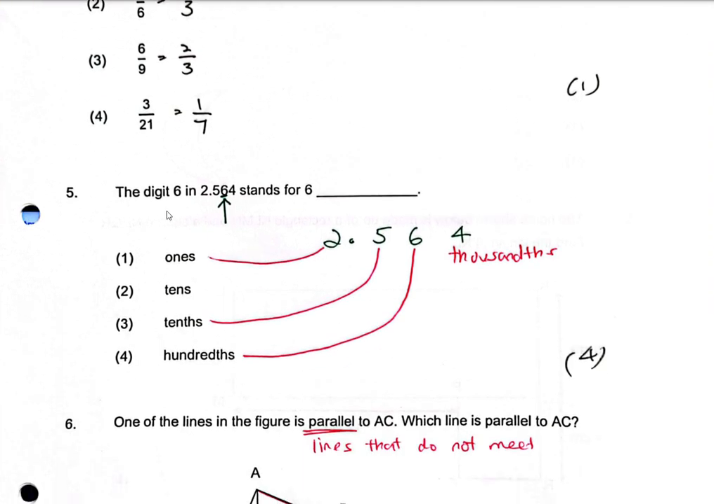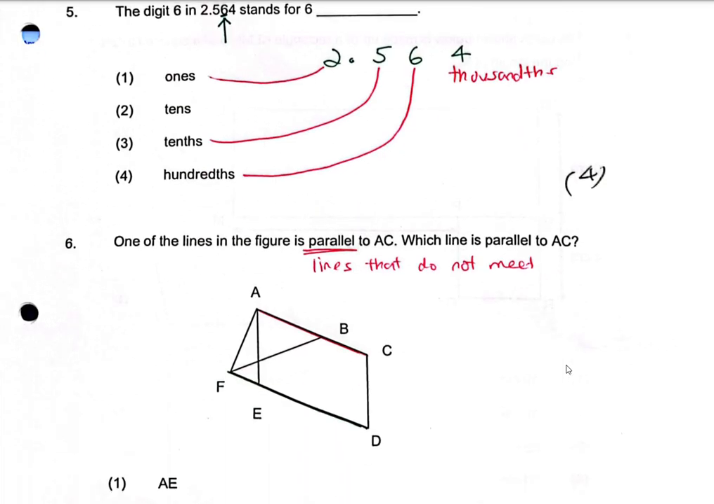Now this one, the digit 6 stands for 6 something. Now let me write down this whole thing to show you what 2.564. So what is the value of digit 2? Digit 2, the value is 2. It's in the ones place. Digit 5 is in the tens place. There's no digit here in the tens place. That will be 0 here. And digit 6 will be in the hundredth place. Digit 4 is in the thousandth place. So the answer for 6 is hundreds.